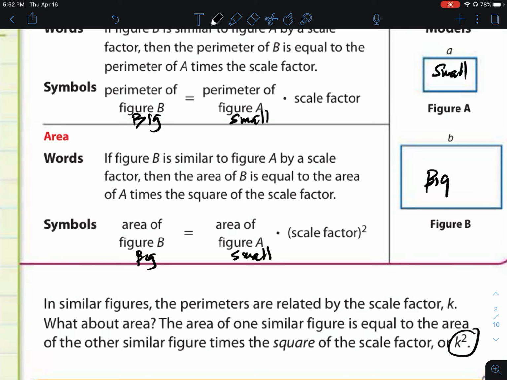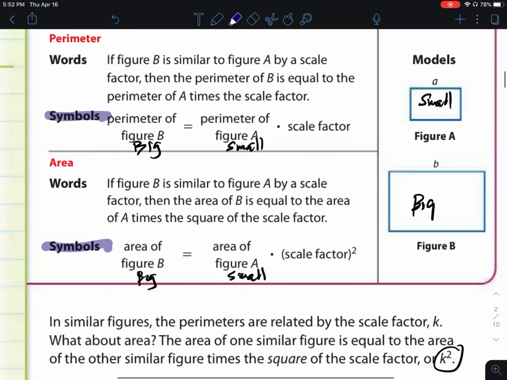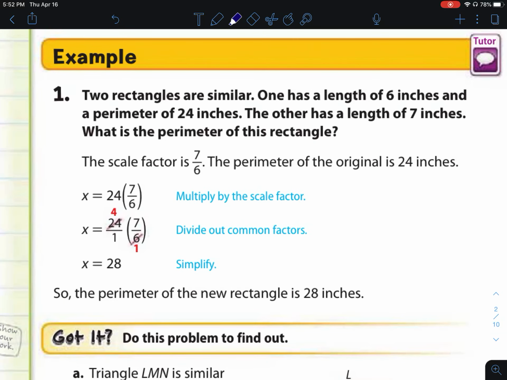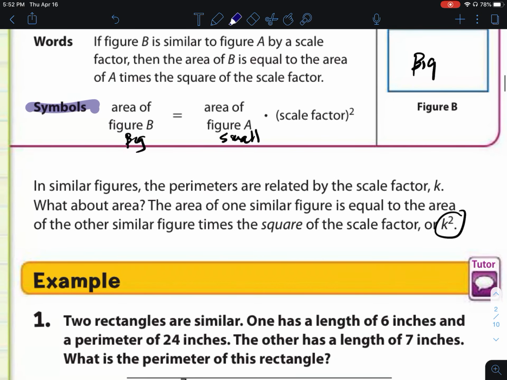So we will be using these two formulas for us to be able to answer all the questions that are being given to us. So let's take a look at example number 1. In this case, two rectangles are similar. One has a length of 6 inches, a perimeter of 24 inches. The other has a length of 7 inches. What is the perimeter of the rectangle?